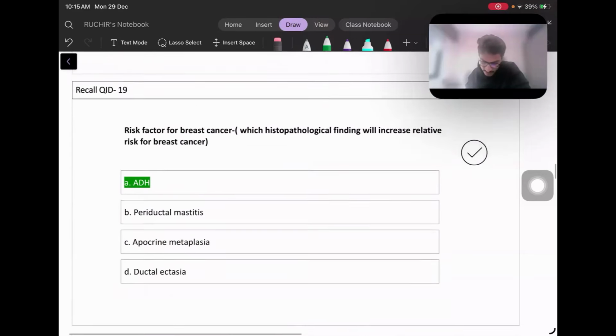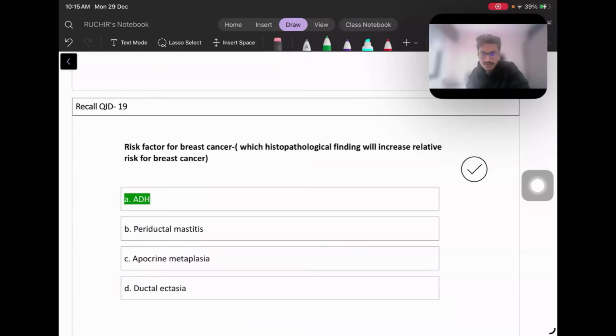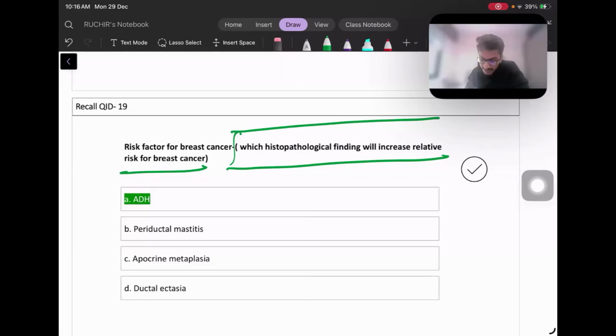Moving on to the next question, I think some of you told me that in this question there was another scenario given. Is it so, or was only this given, that which histological finding will increase the relative risk for breast cancer? Was the question stem slightly different in this? Okay, there was no scenario. Yeah, this was the stem: which histological finding will increase the relative risk for breast cancer.